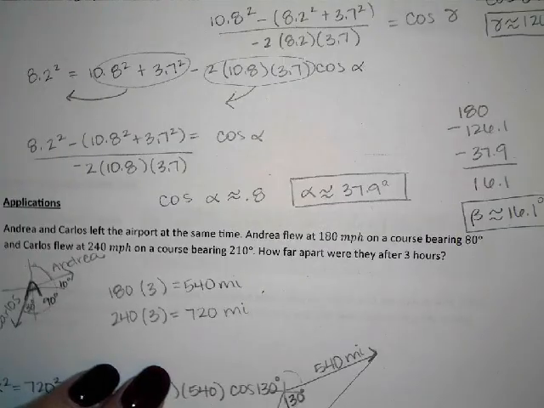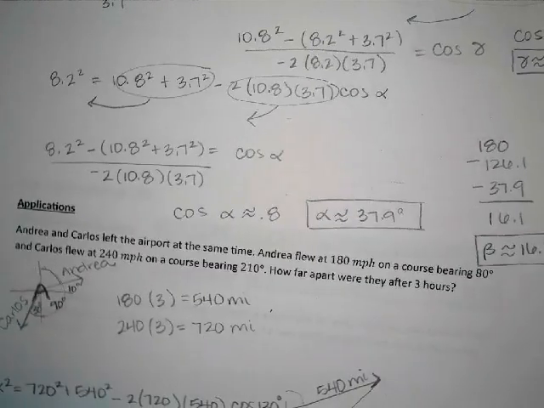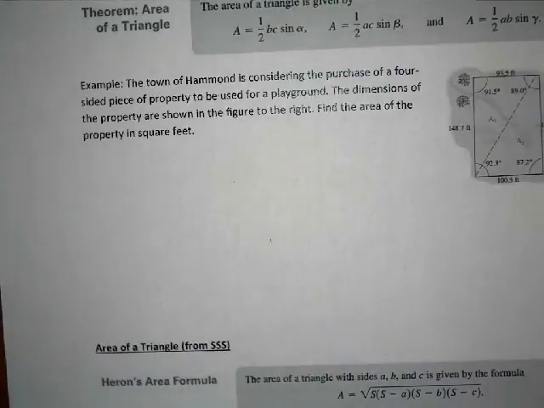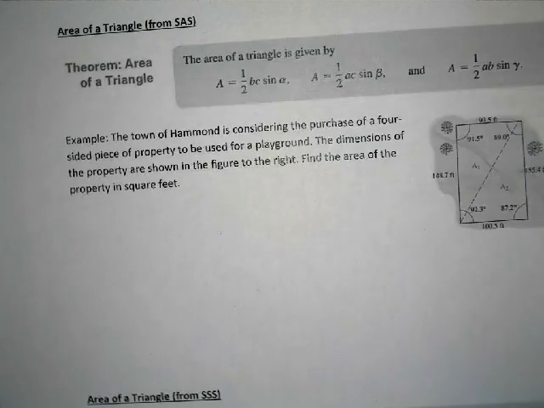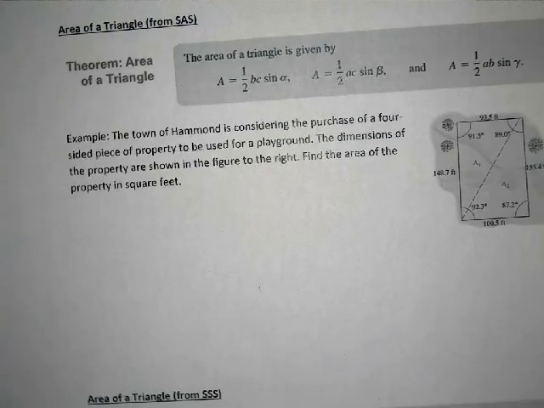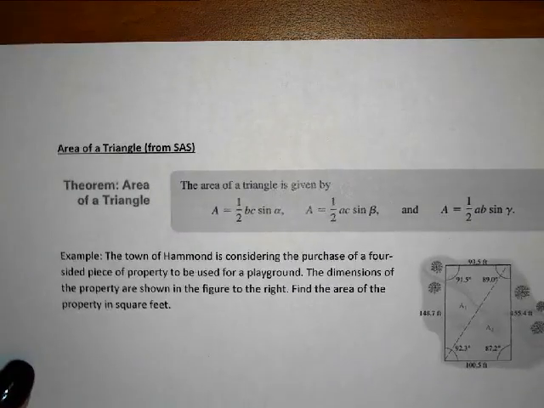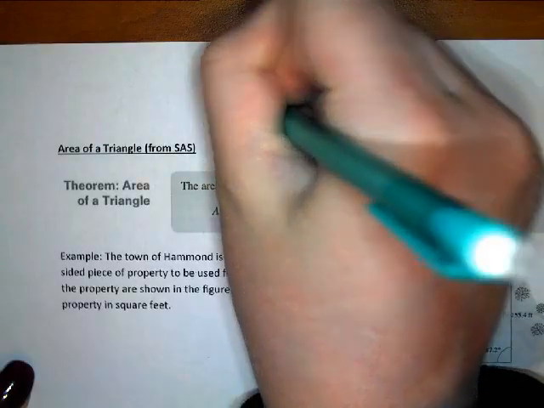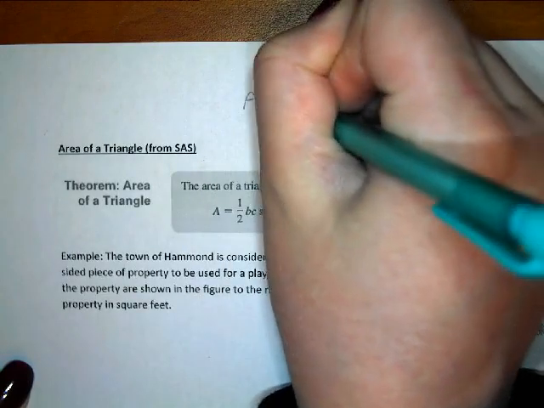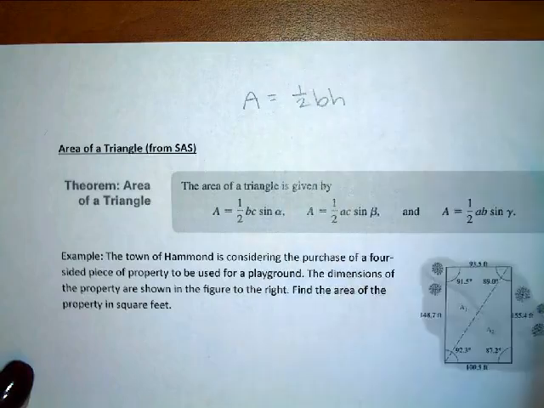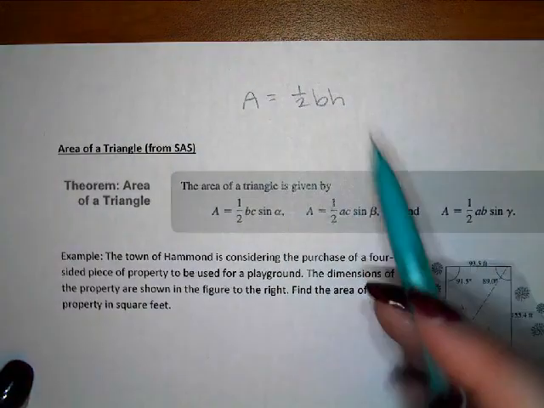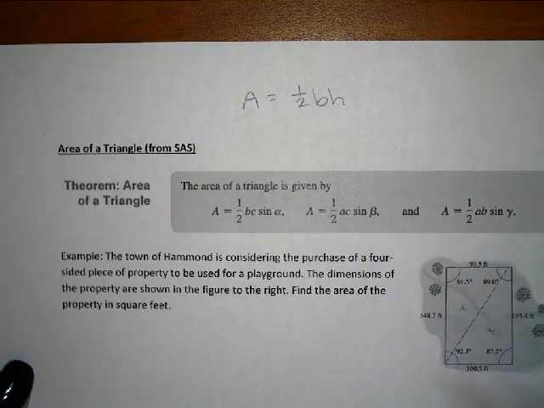Here were our law of cosines examples. Now, there are two new formulas for finding the area of a triangle that we're going to look at. So traditionally, we learn that the area of a triangle is 1/2 times base times height. And when they say height, they mean the altitude of the triangle. So the distance from the base to the very top, tippy top of the triangle.